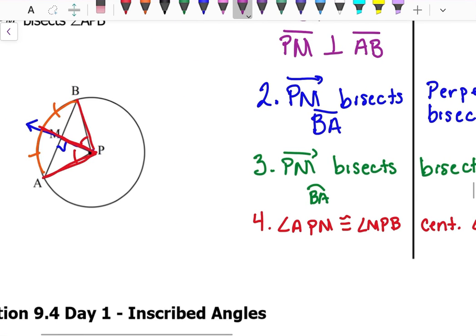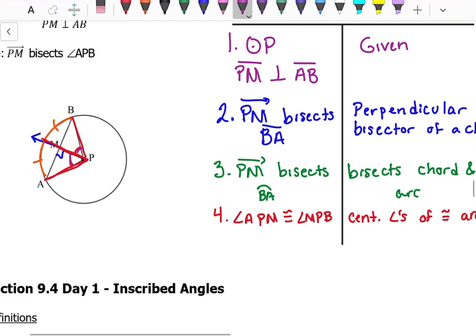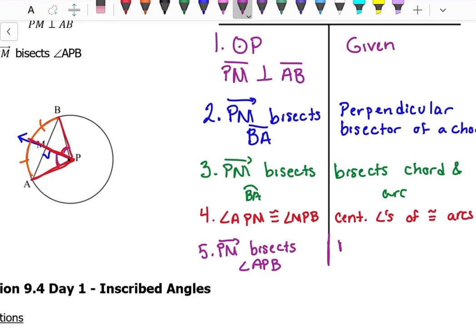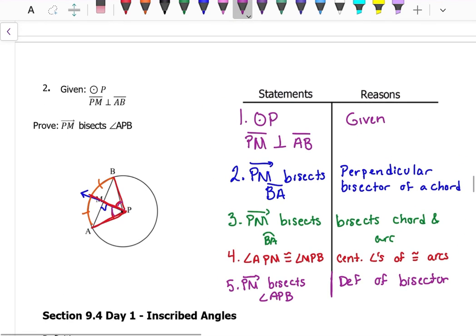And last step, since those 2 halves are the same, I can say that PM bisects angle APB. And that's by definition of bisector. Good. And that's it for day 2. Pretty easy.